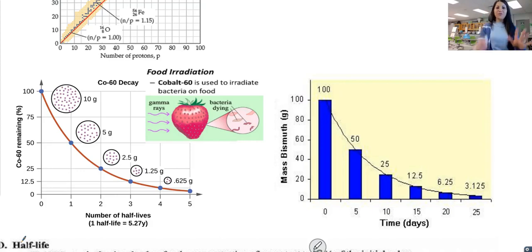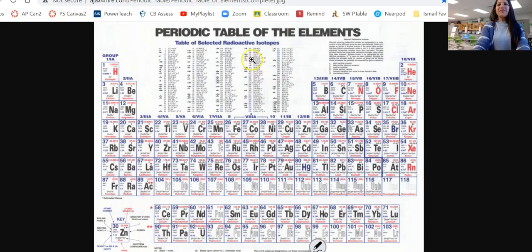So, I don't know if you've ever recognized this, but on your periodic table, there is this entire section right here that says Table of Selected Radioactive Isotopes, okay? So, I'm going to talk about this for a second here. Elements are stable for the most part until we reach about element number 83. After element number 83, that's where we typically say that now these nuclei are going to decay.